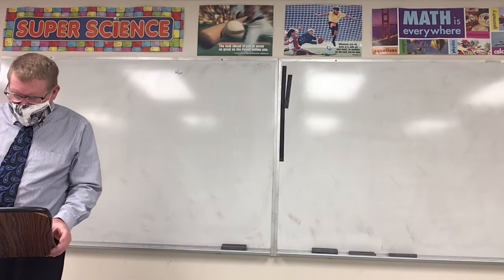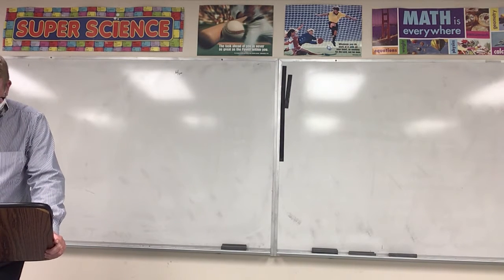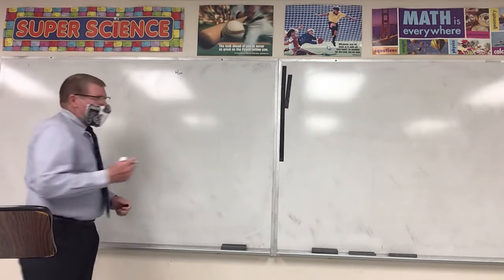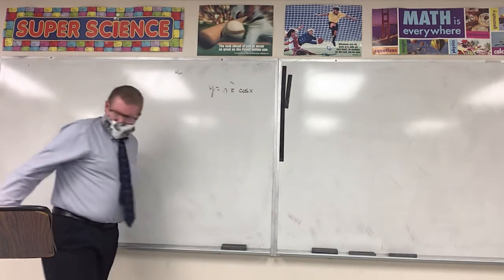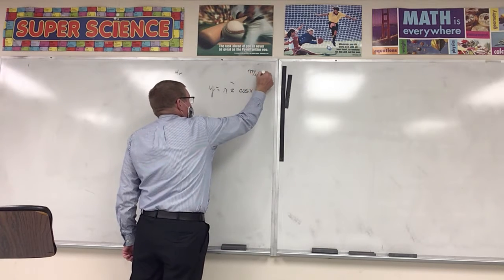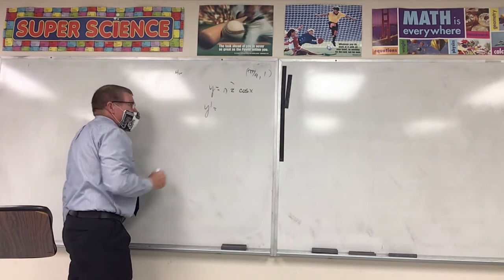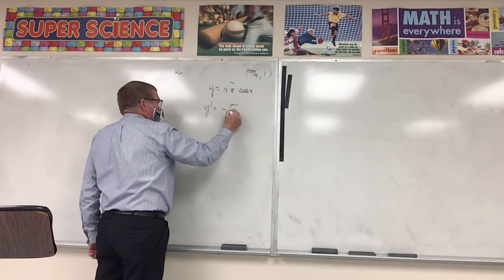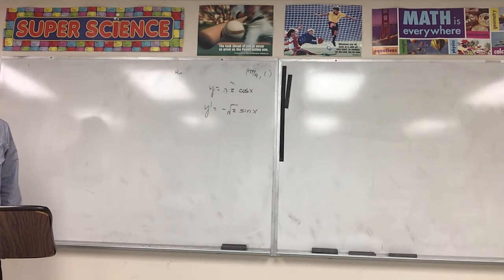Number 29. Find equations for the lines that are tangent and normal to the curve y equals square root of 2 cosine x at the point pi over 4, 1. So to take the derivative, which is negative square root of 2 sine x. Correct? Yeah, I forgot to carry the square root of 2.